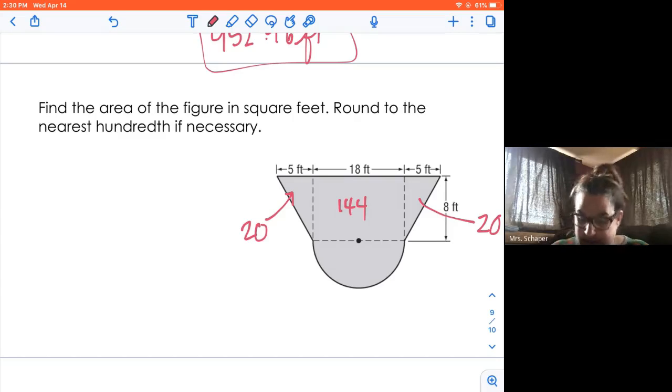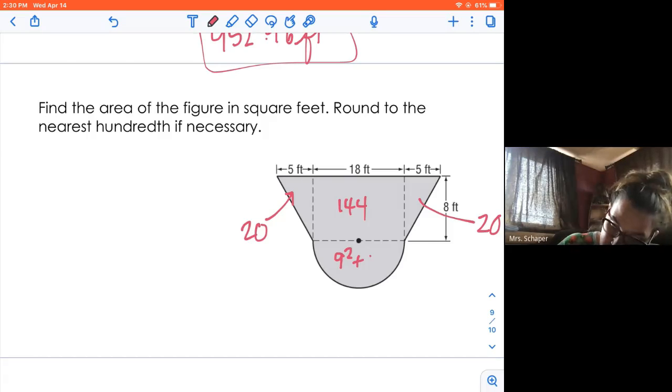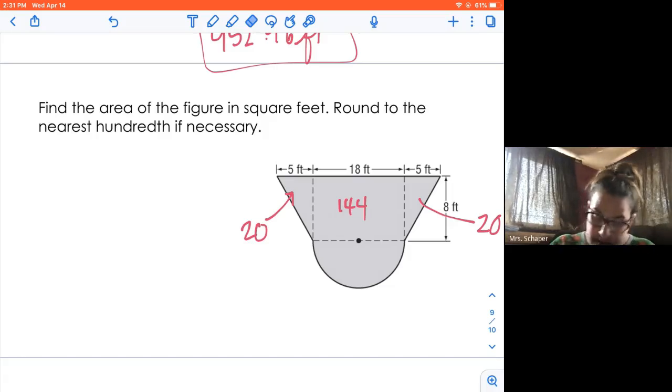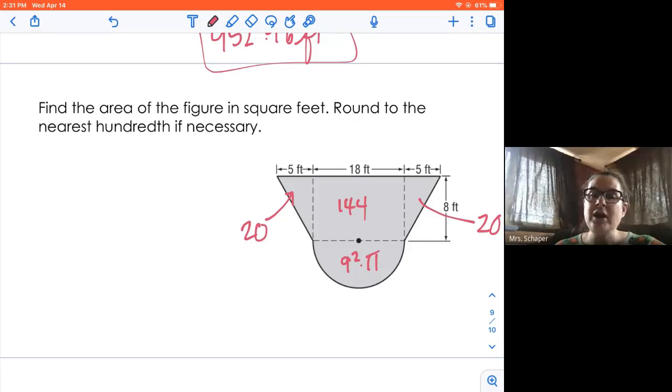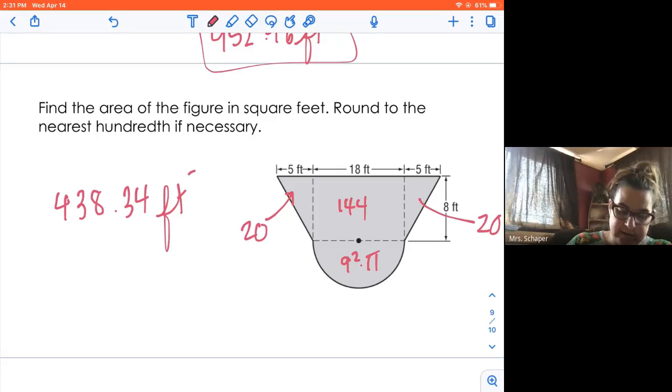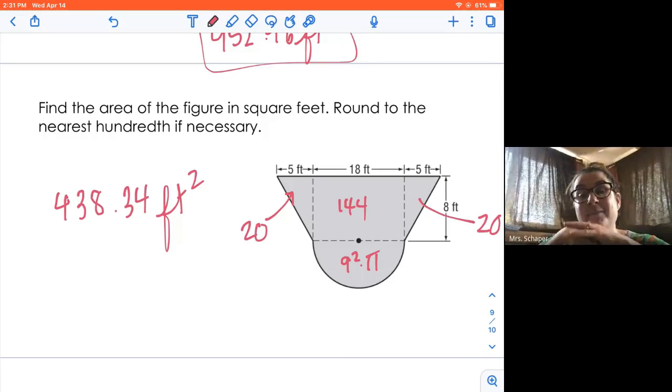And then the semicircle is going to be 9 squared times pi. And I'm going to add all of these together. So 144 plus 20 plus 20 plus 81 times 3.14. So 438.34 feet squared. And that is composite figures.